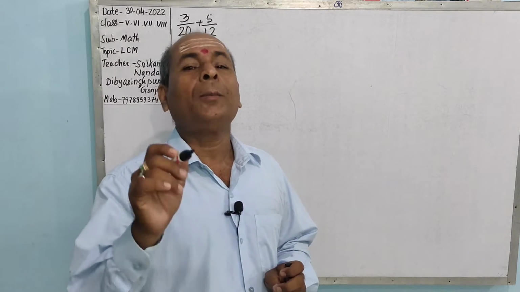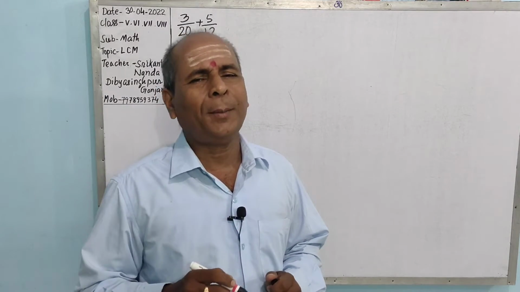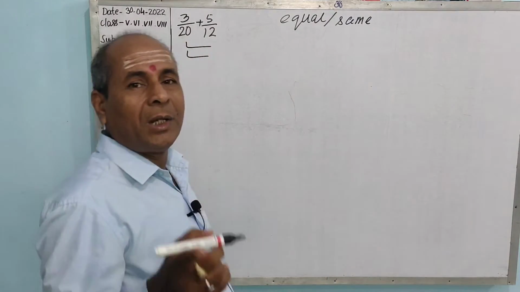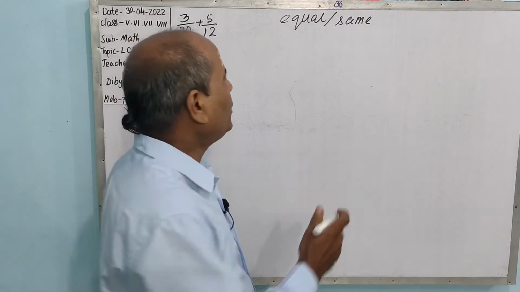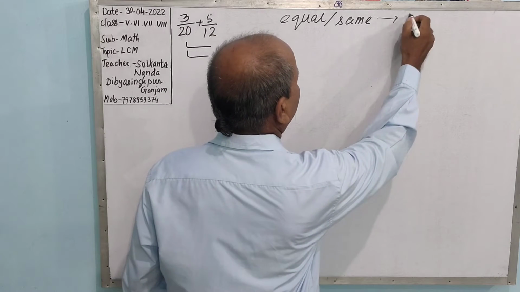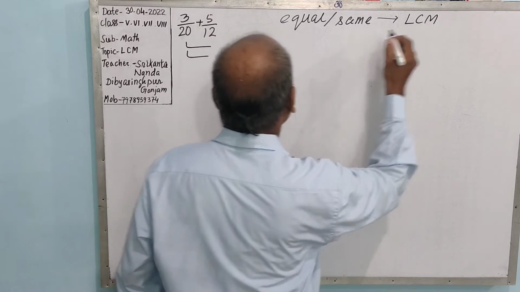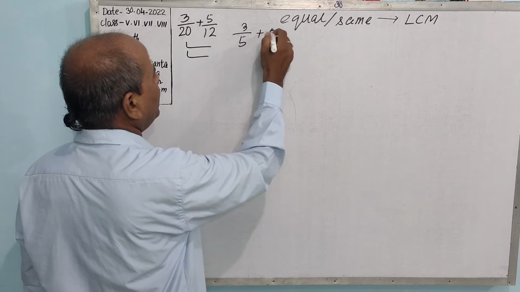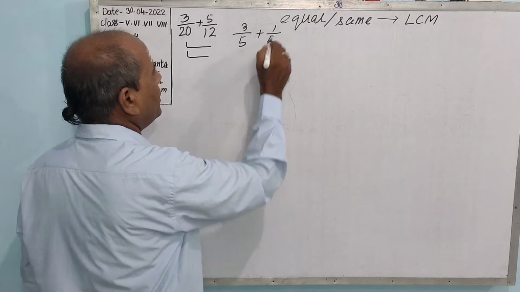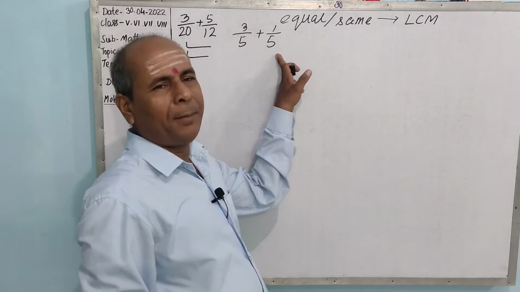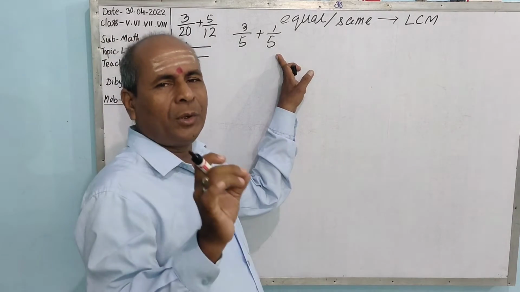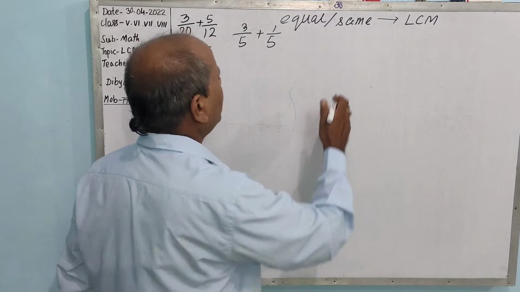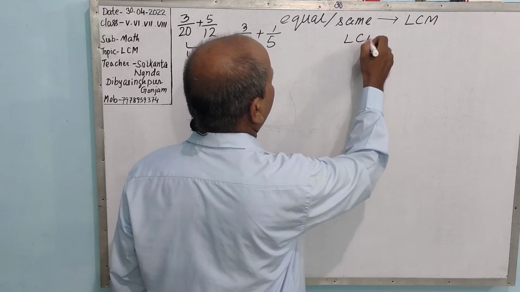Suppose two numbers are equal. So what would be the LCM? The same number will be the LCM. Suppose they are equal or same, then the same number will be the LCM. You can take the example 3 by 5 plus 1 by 5. Here there are two 5s, so it is not necessary to find out the LCM. The 5 would be the LCM. LCM is 5.